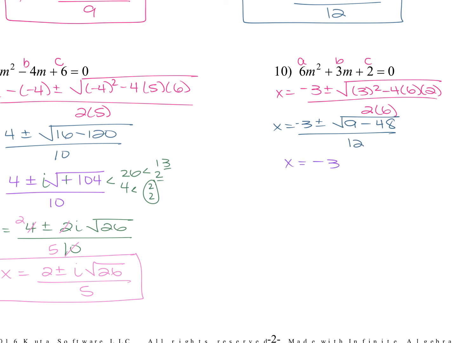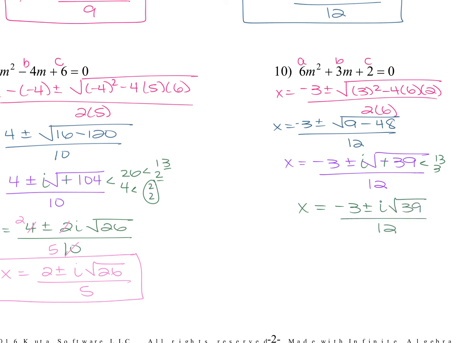Simplifying even further, you have negative 3 plus or minus the square root of a negative 39 all over 12. The negative comes out. The 39 is just 3 and 13, so you can't simplify that. It's just giving you x is equal to negative 3 plus or minus i square root 39 all over 12. Now, yes, you can simplify the negative 3 and the 12, but there is nothing that came out of that square root of 39 that's divisible by both of those. So you have to leave it exactly what you have here.